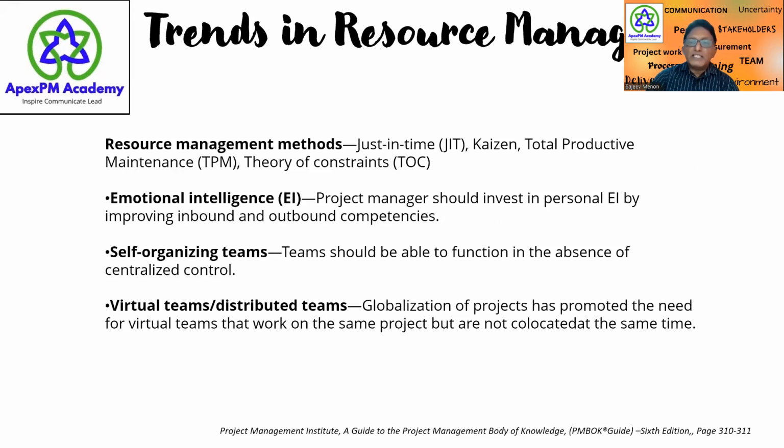So there are different management methods for resources like just-in-time, Kaizen, total productive maintenance, theory of constraints, etc. A project manager has to demonstrate emotional intelligence by improving the inbound and outbound competencies. Teams should be able to function in the absence of centralized control. Such teams are called self-organized teams, and they demonstrate proactive behavior. We also have virtual teams or distributed teams with the globalization of projects, and they work across different time zones.